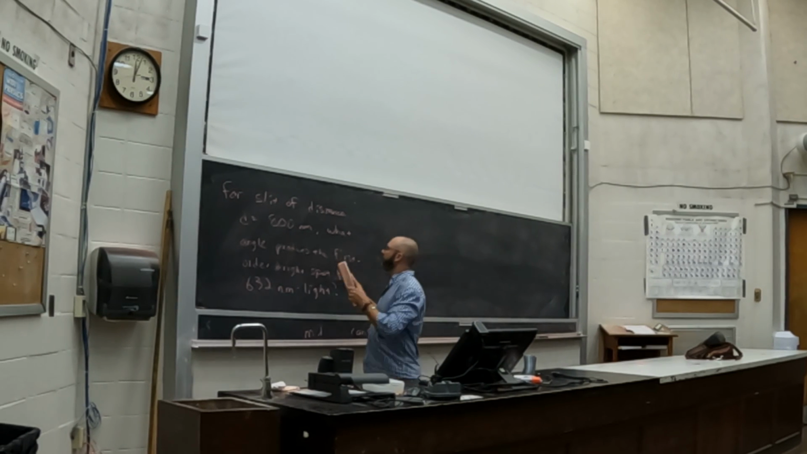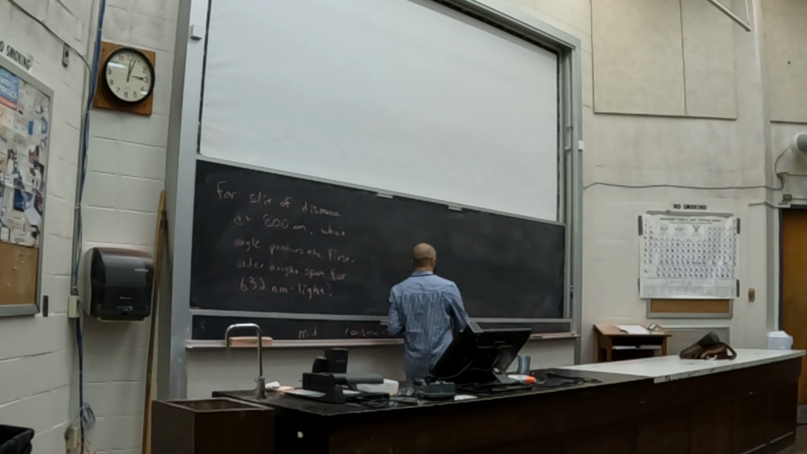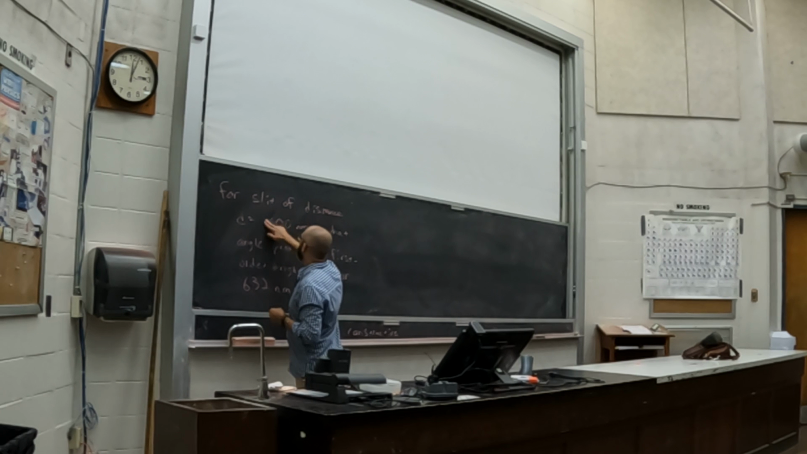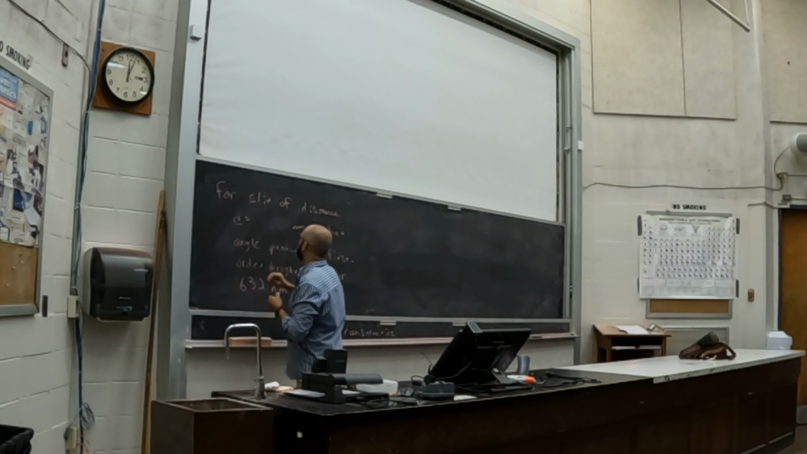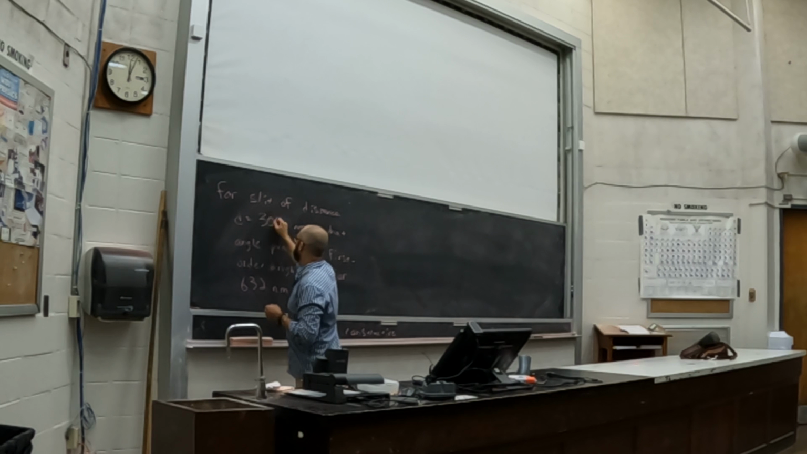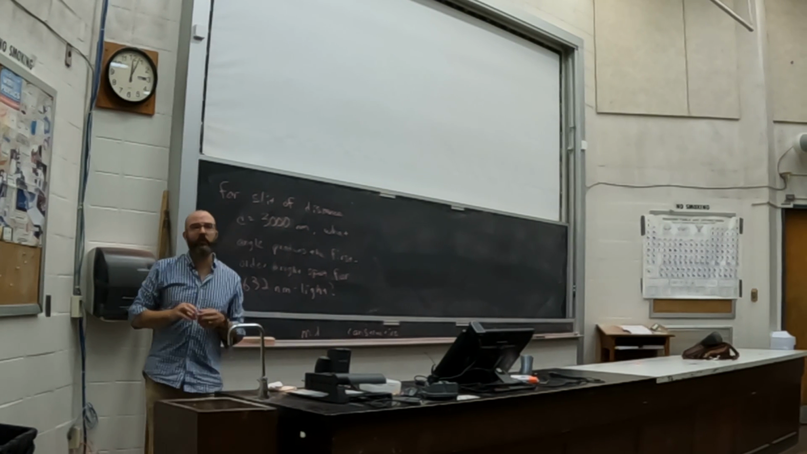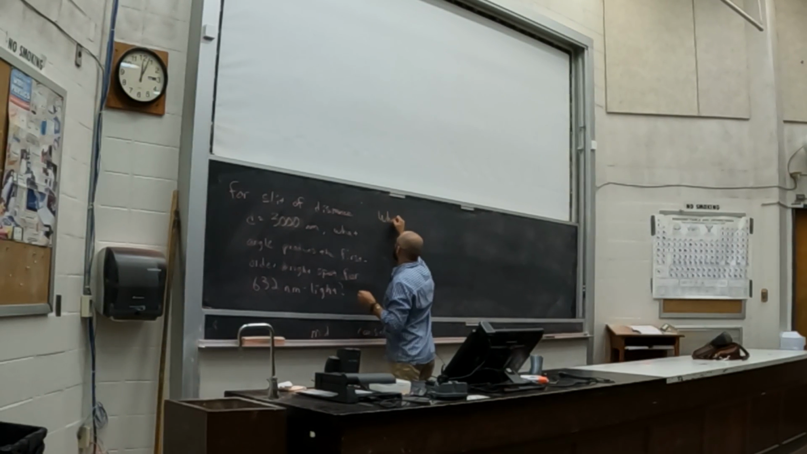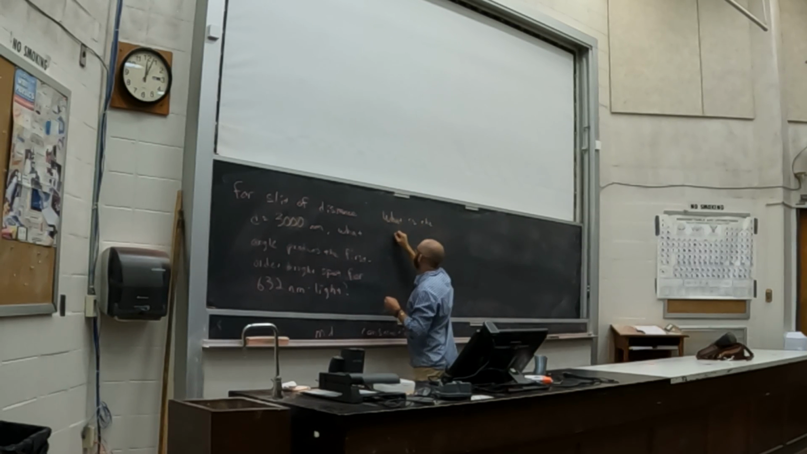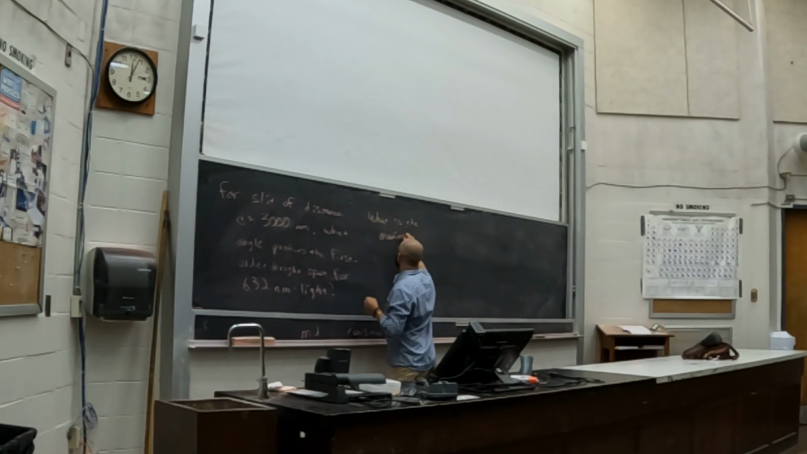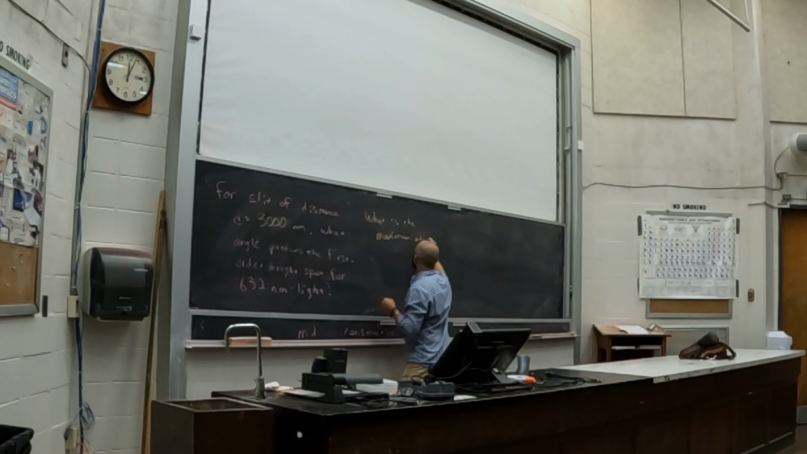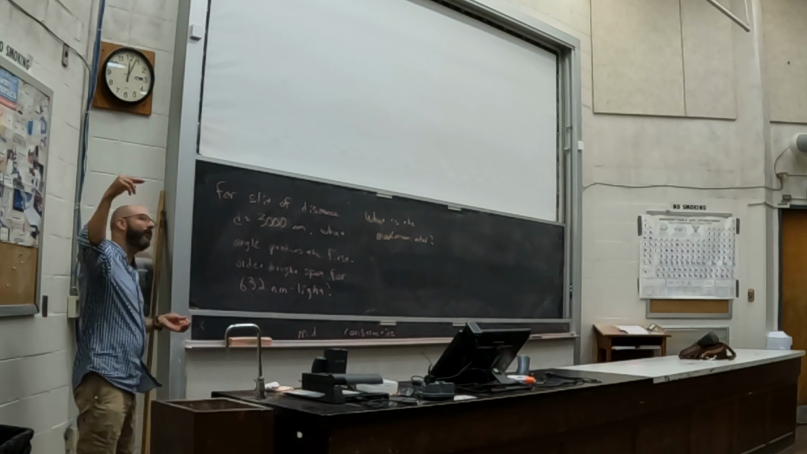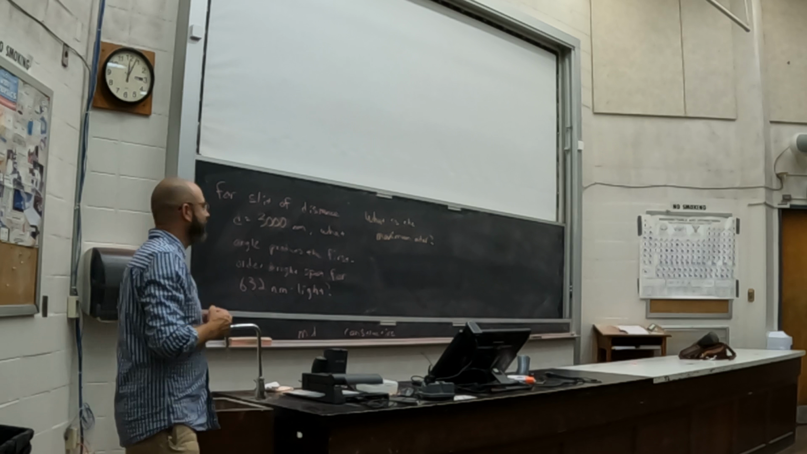Let me change this to 3,000. That should be decent enough. 3,000 nanometers now between my slits. So my question now is, what is the maximum order for this system? In other words, where does the series truncate? What angle is the last bright spot I see?